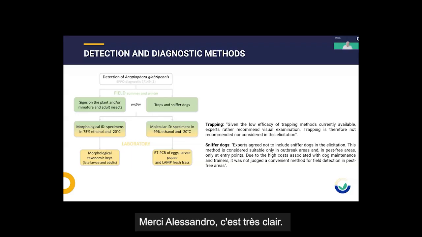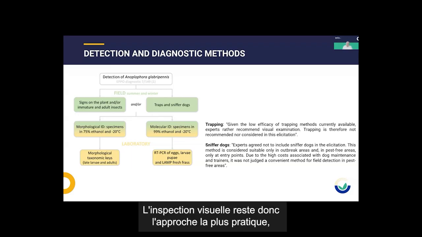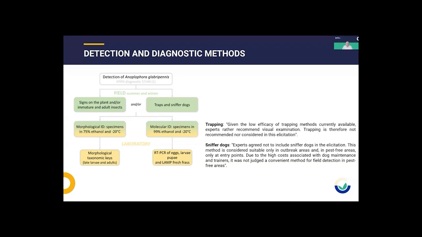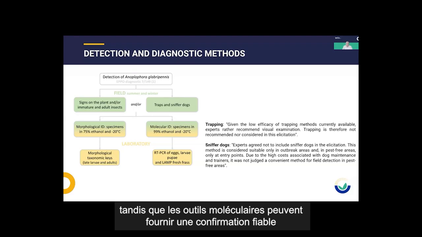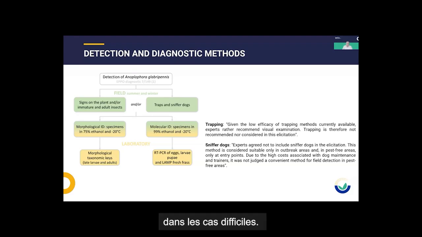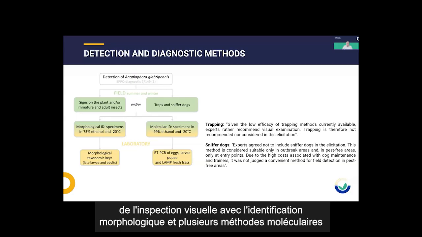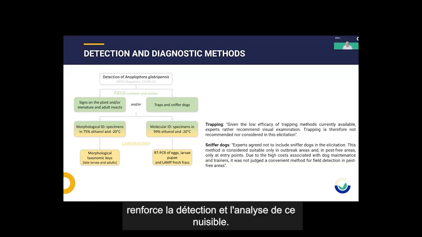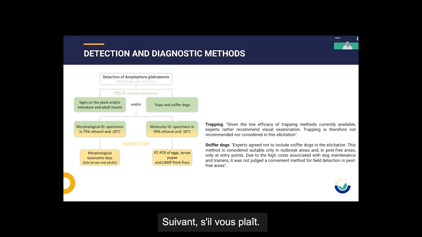Thanks, Alessandro. Yeah, it's very clear. So visual inspection remains the most practical approach, while molecular tools can also provide reliable confirmation in those challenging cases. Therefore, combining visual field inspection with morphological identification and molecular methods clearly strengthens the detection and diagnosis for this pest. Next, please.